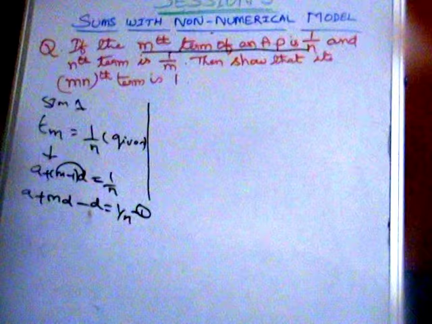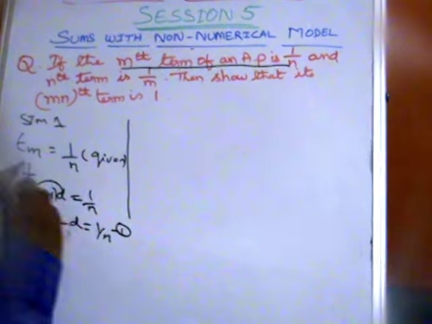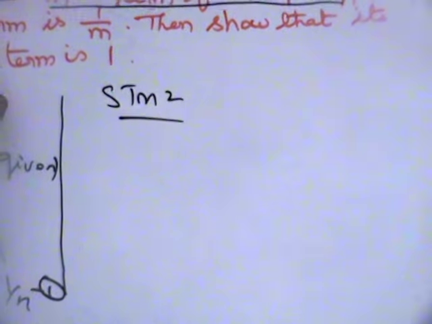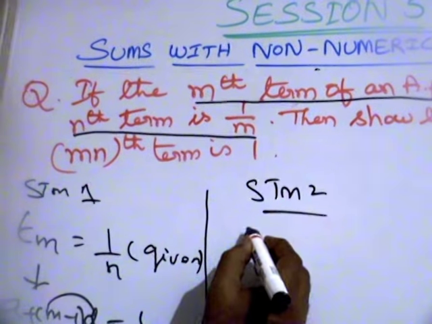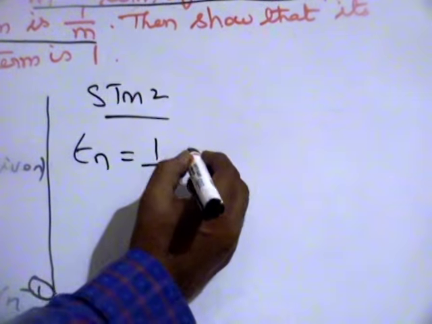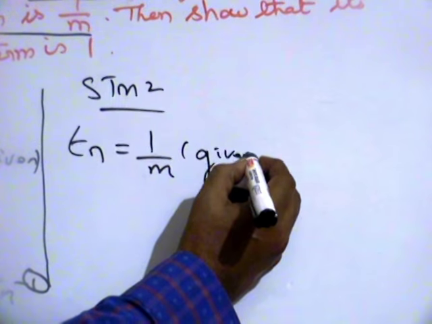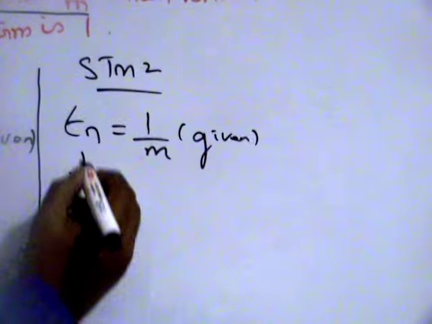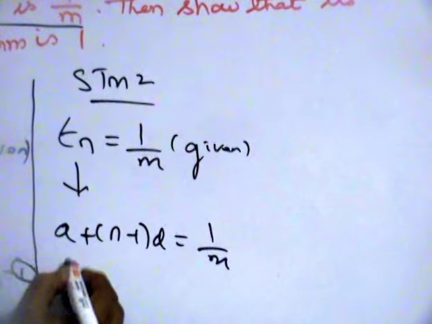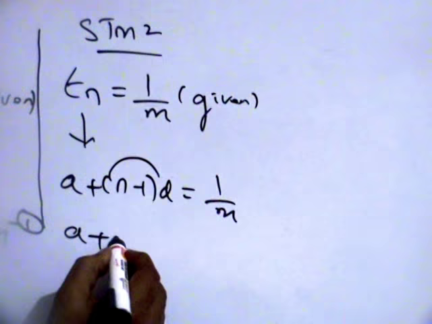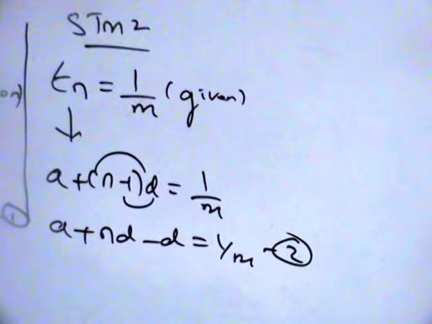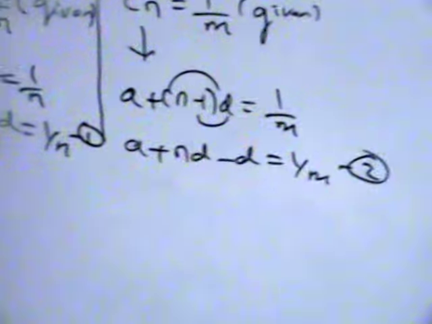Statement number 2 now. Statement 2 says nth term is 1 by m. So it is given as Tn is equal to 1 by m given. And we know already this is the straight formula, nth term, we are familiar with this. A plus n minus 1 into D is equal to 1 by m. We just expand, A plus nd minus D is equal to 1 by m. Equation number 2. Now what you do is subtract 2 minus 1.